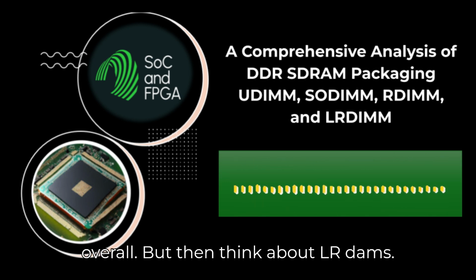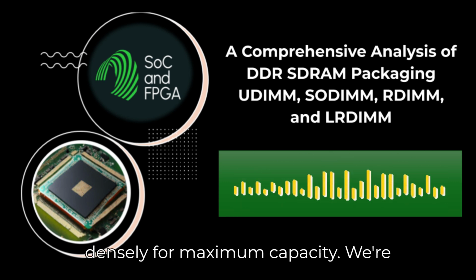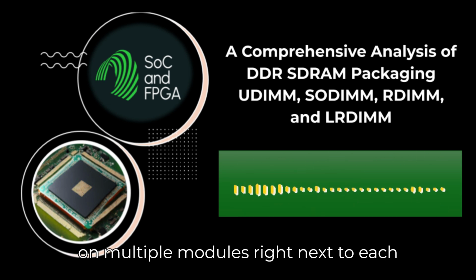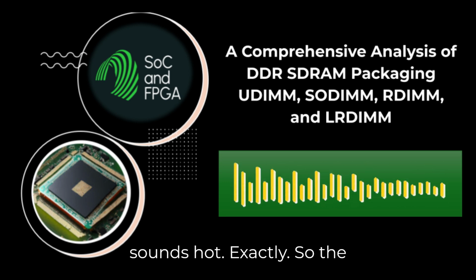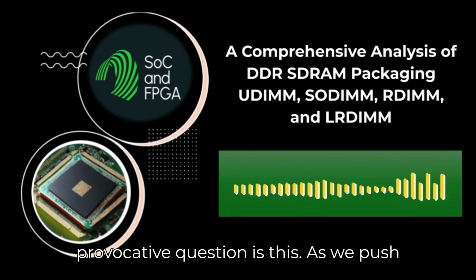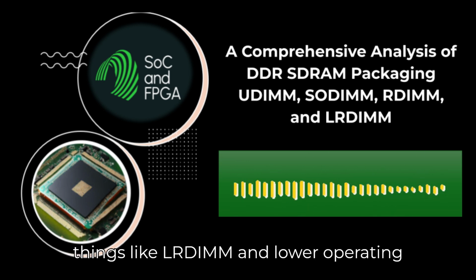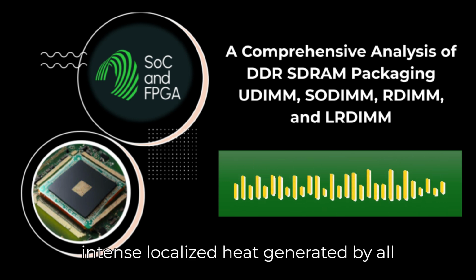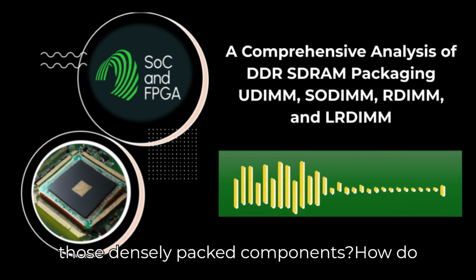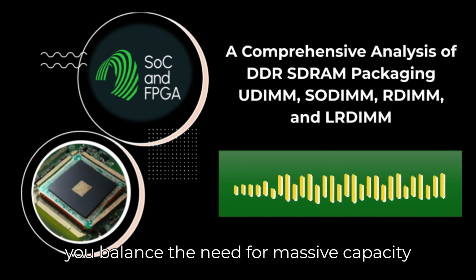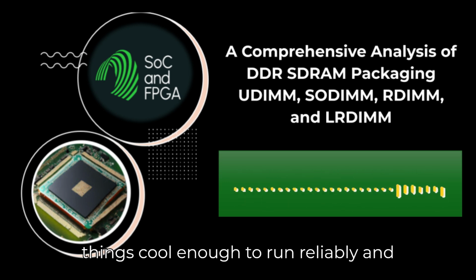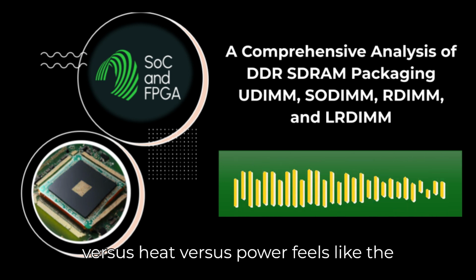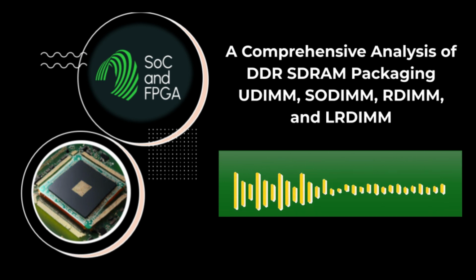But then think about LRDIMMs. They let us pack memory incredibly densely for maximum capacity. We're talking dozens of chips crammed together on multiple modules right next to each other in a server chassis. Yeah, that sounds hot. Exactly. So the provocative question is this. As we push for both maximum memory density using things like LRDIMMs and lower operating voltages for efficiency, how are system designers actually dealing with the intense localized heat generated by all those densely packed components? How do you balance the need for massive capacity with the very real challenge of keeping things cool enough to run reliably and efficiently? That balancing act, capacity versus heat versus power, feels like the next big puzzle in system design, doesn't it? Something to keep an eye on.